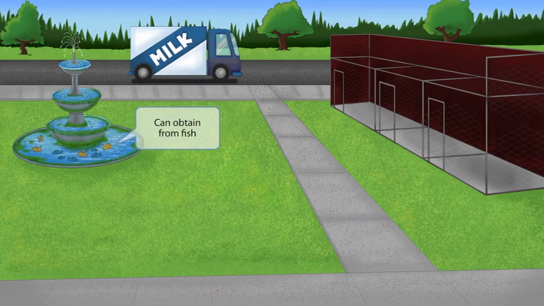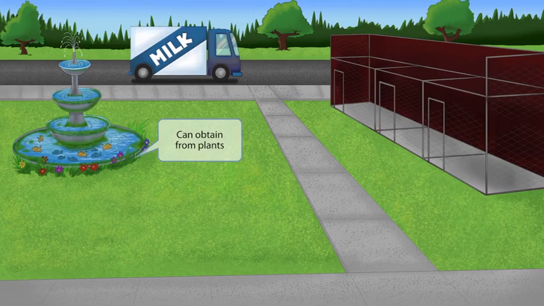Now notice this awesome little fountain with fish in it. This will help you remember that vitamin D is high in fish, so eating fish can provide you with a lot of vitamin D. It wouldn't be a park without some pretty plants and flowers. These plants and flowers represent the idea that you can obtain vitamin D from various plants.